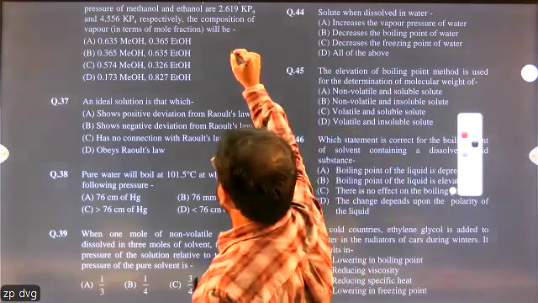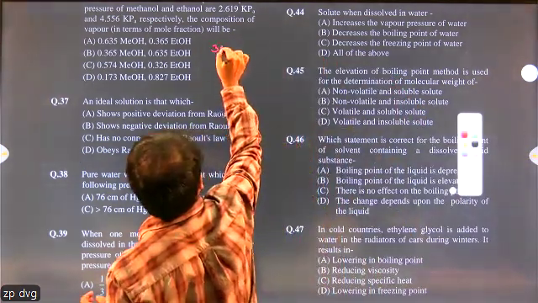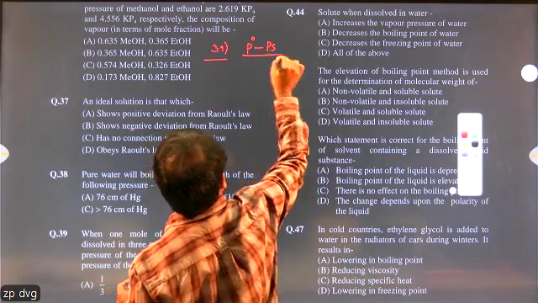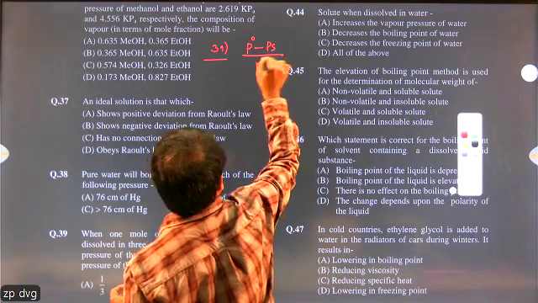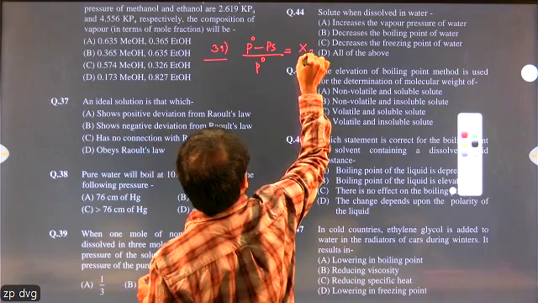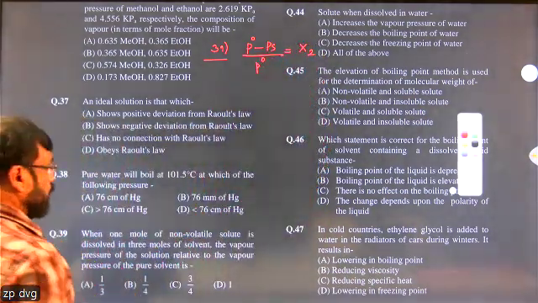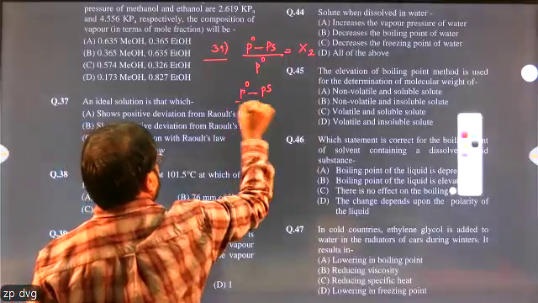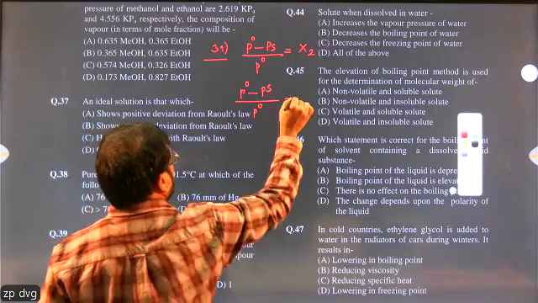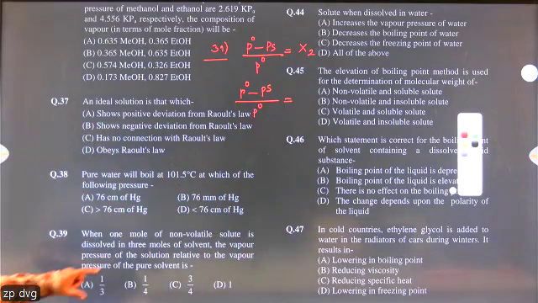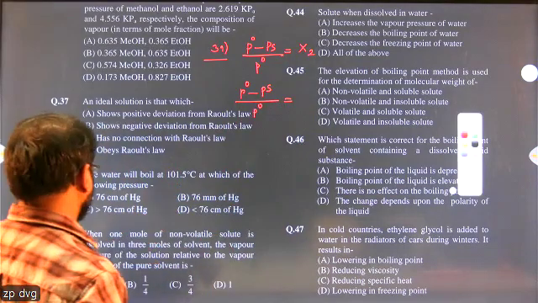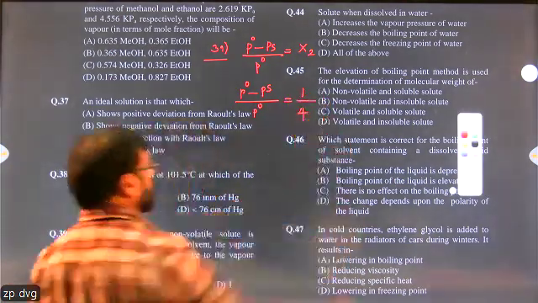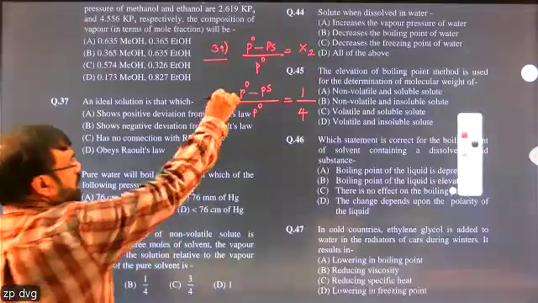First of all, which formula do we need to solve question number 39? We have to remember this formula: P naught minus PS by P naught is equal to the mole fraction of the solute. Now, what is the mole fraction of solute? 1 mole of non-volatile solute is dissolved in 3 moles of the solvent, so it is 1 divided by the total moles, which is 4 moles. Next, let us simplify this.